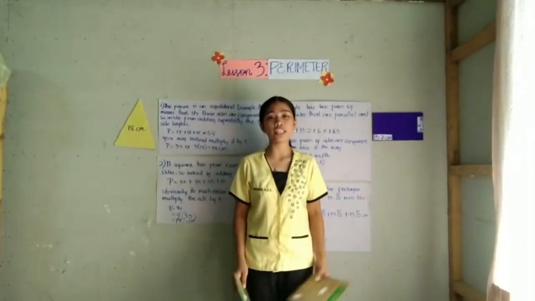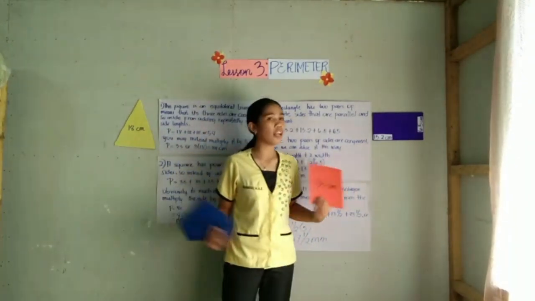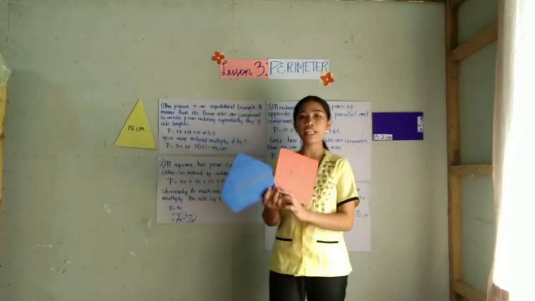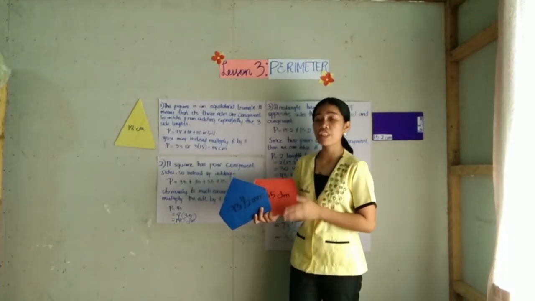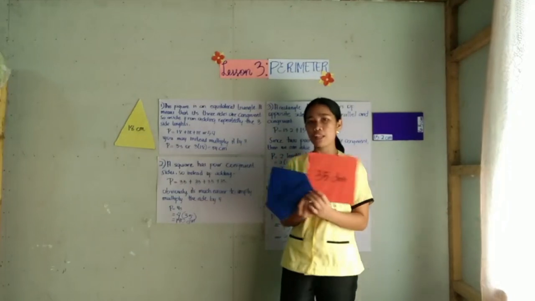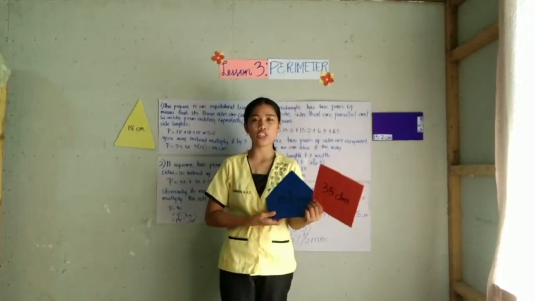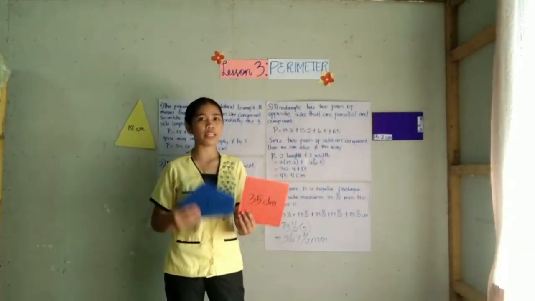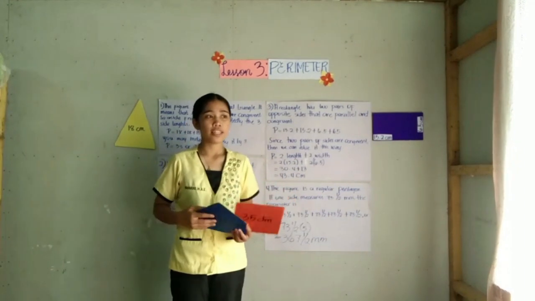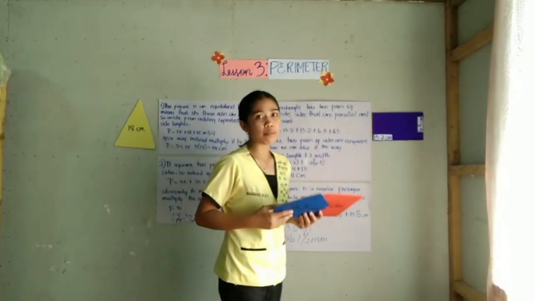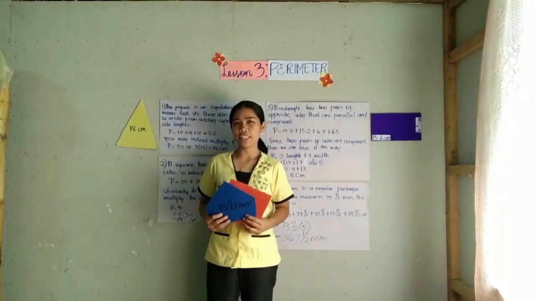The activity that is very applicable for our students in this lesson is this. By giving them these figures, we will group them into 5, and with that, they will collaborate on how they are going to find the perimeter of each shape. And also we can give them problem solving with solutions. So that's all for lesson 3. Thank you.